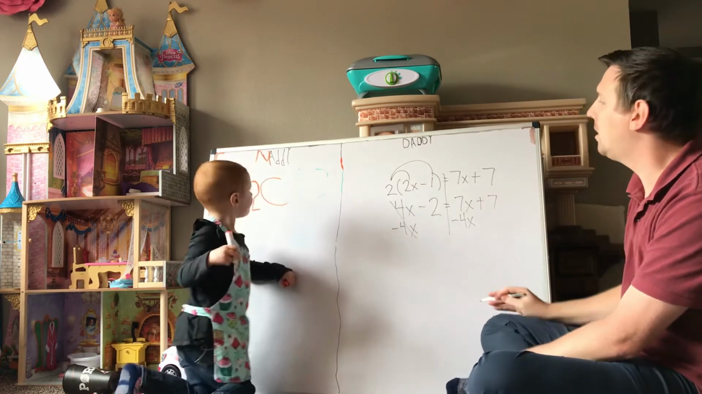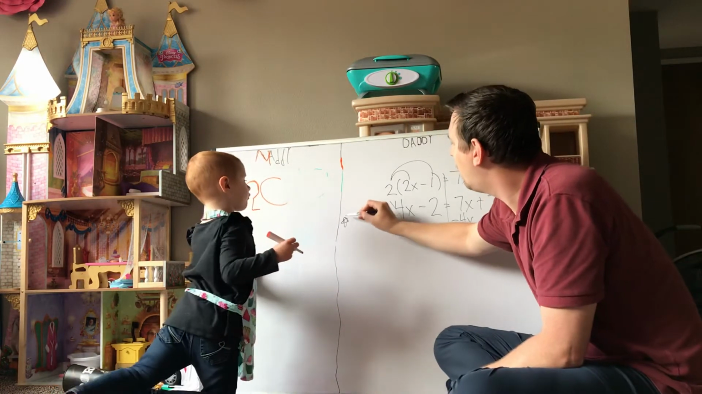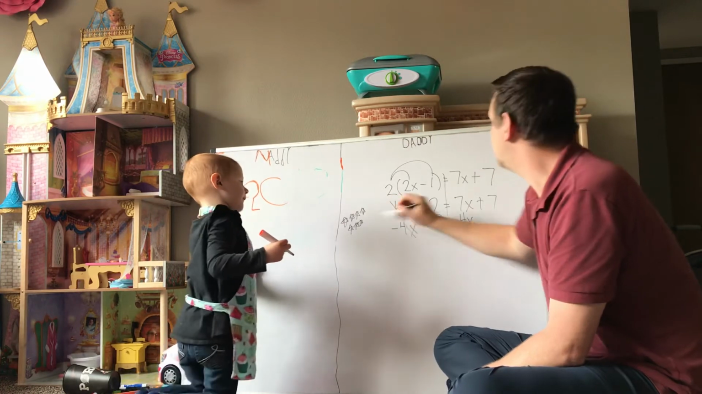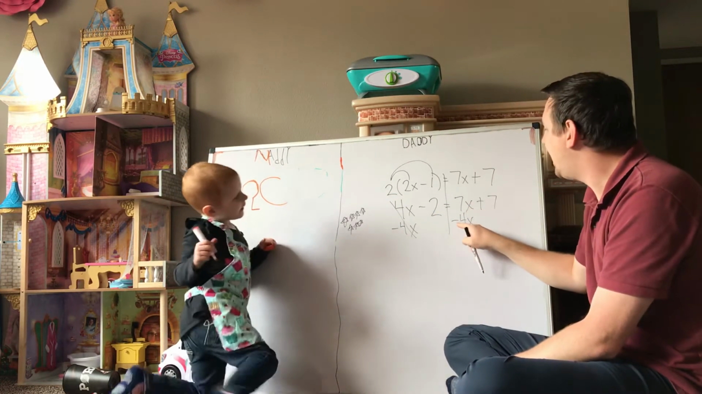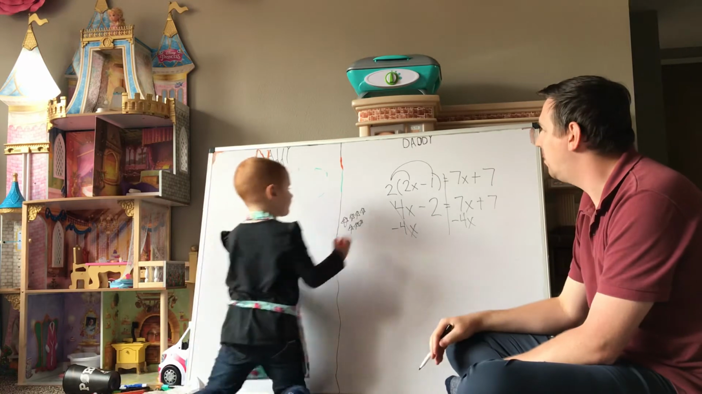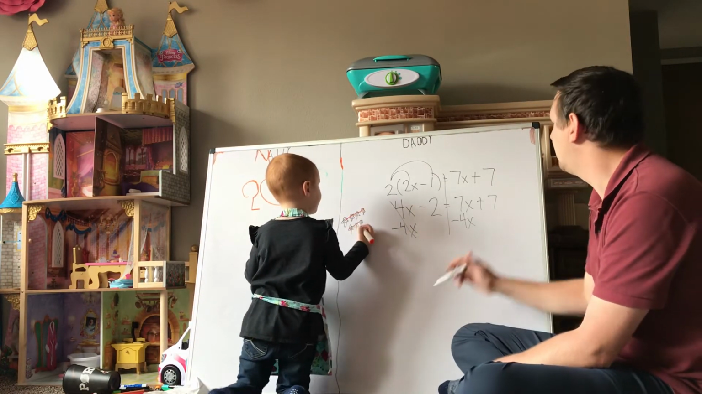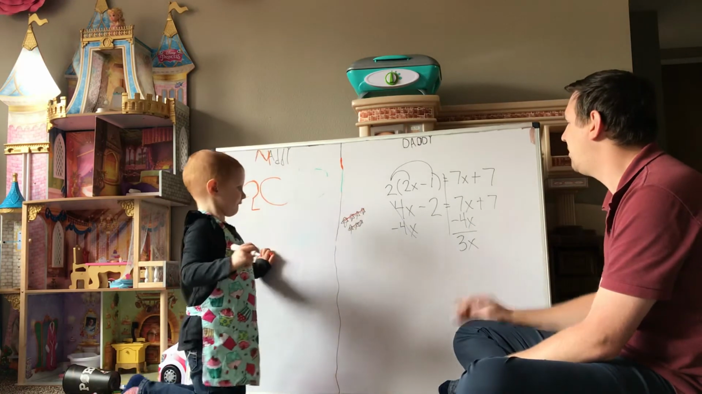All right, Maddie, here we go. If you have 7 stars, because we have 7 x's, Maddie, I want you to take away 4 of them. Take away 4 of those. 1, 2, 3. Good. How much is left? 3. That's right. 3 x's are left over.